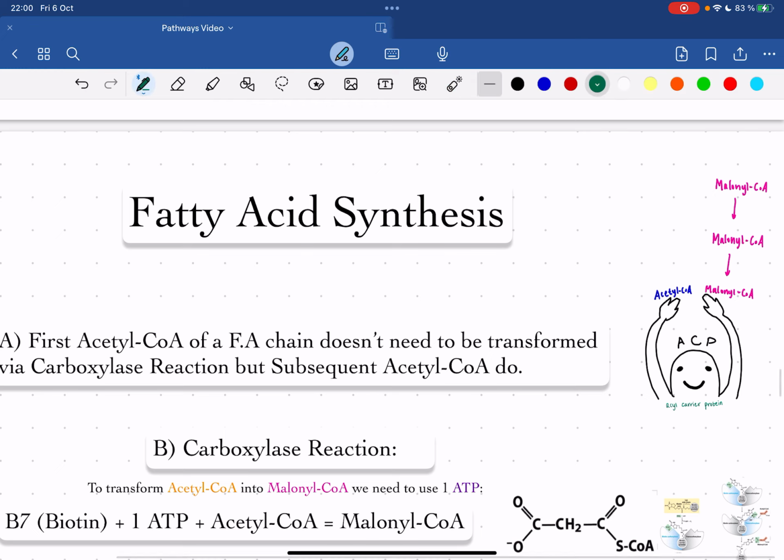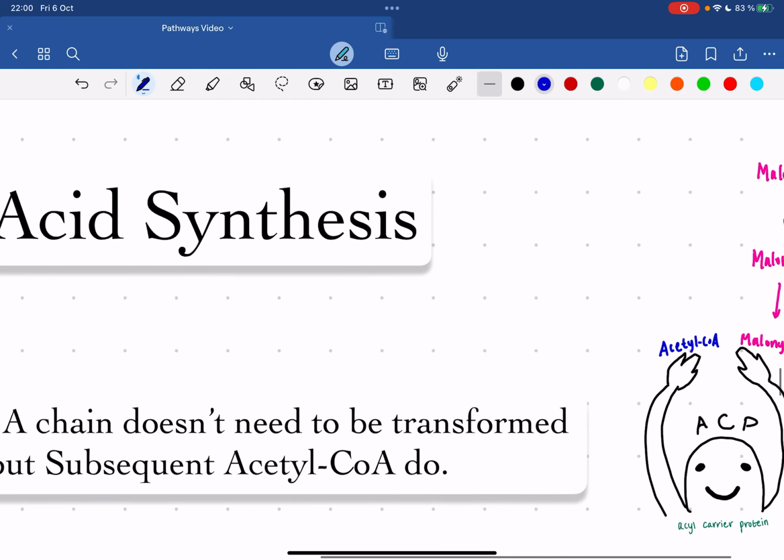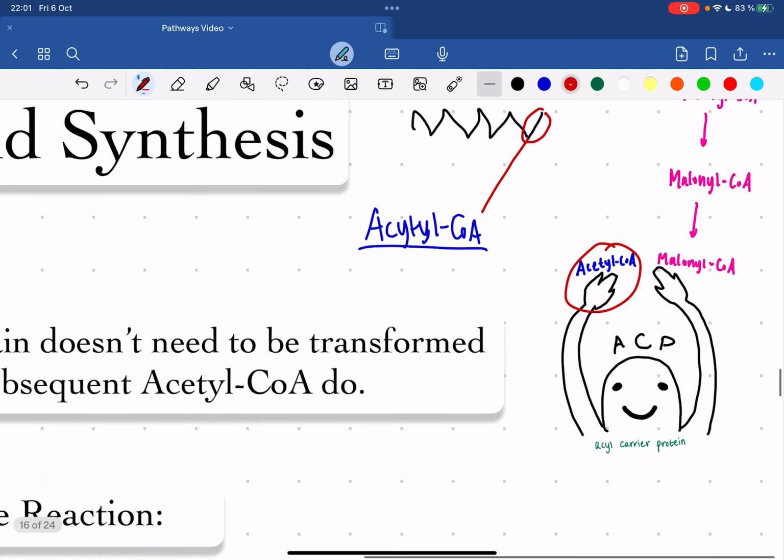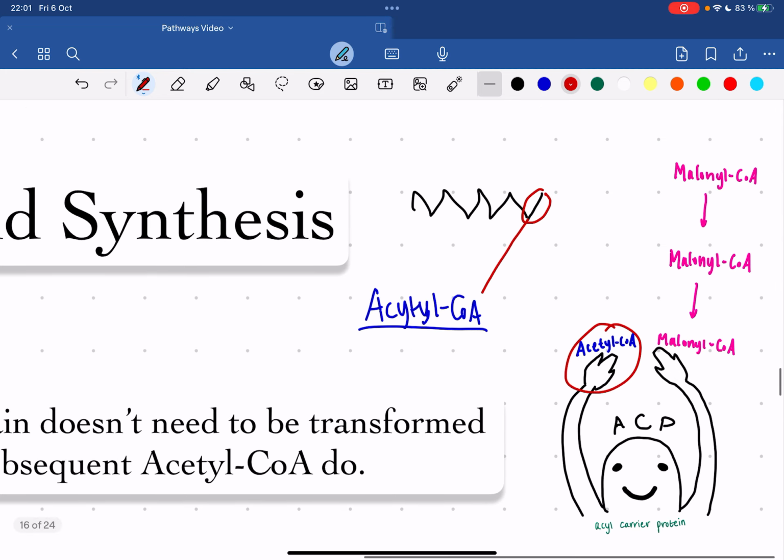What does this mean? Well, our first acetyl-CoA is going to be sort of normal. It doesn't need to be transformed into anything. It fits perfectly as our first two carbon atoms in this fatty acid chain. So it's just perfectly snug right there. It's part of the ACP molecule's right arm.